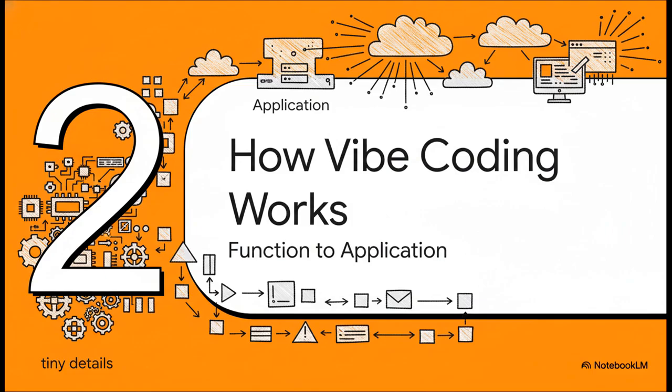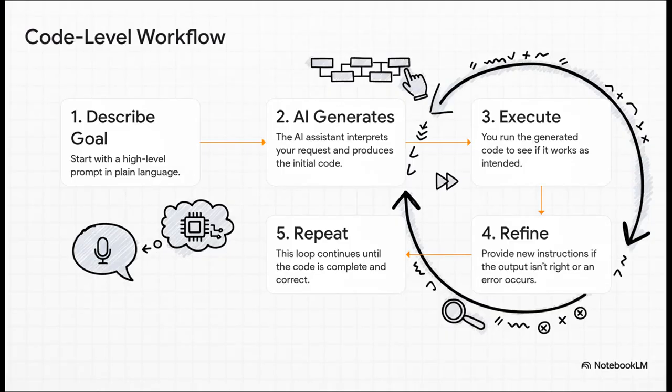So how does this actually work in practice, from a single function all the way to a full application? Because it's not just about telling it to do one little thing. This whole process operates on two different levels. Think of it as the micro and the macro. Okay, so first let's look at the code level workflow. This is that tight, back and forth conversation.